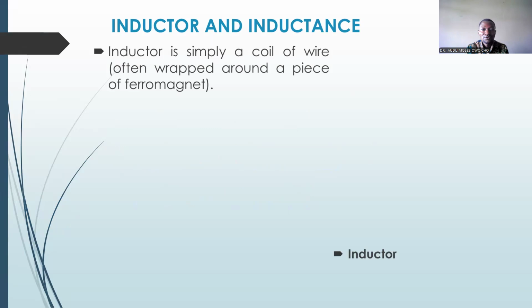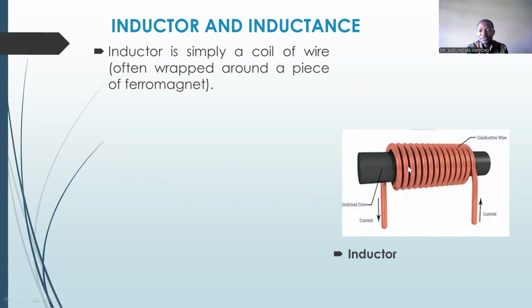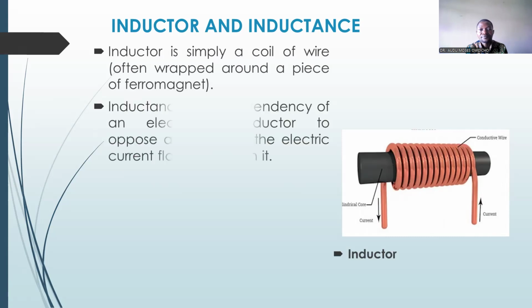What is an inductor? An inductor is simply a coil of wire. For instance, this is an inductor. You have a coil of wire, a conductive wire that you wrap across a core. So an inductor is simply a coil of wire, as we can see here.